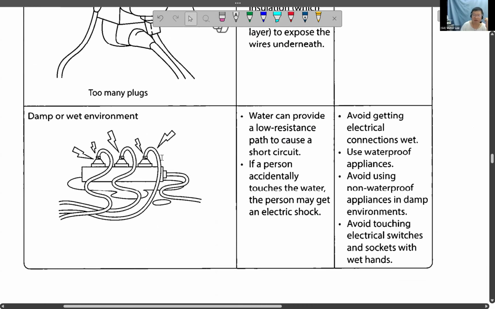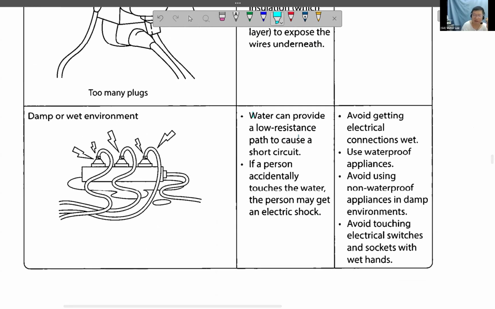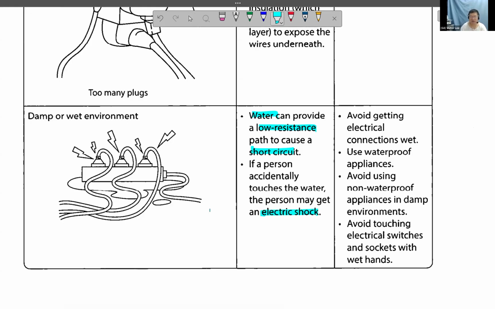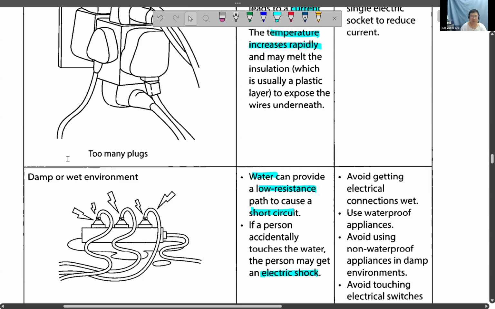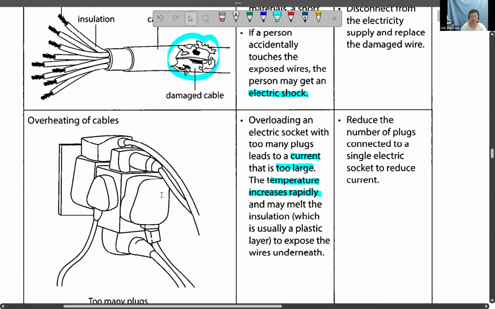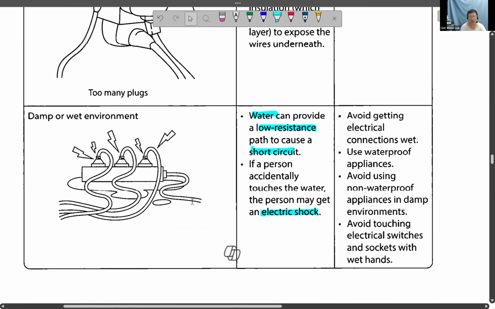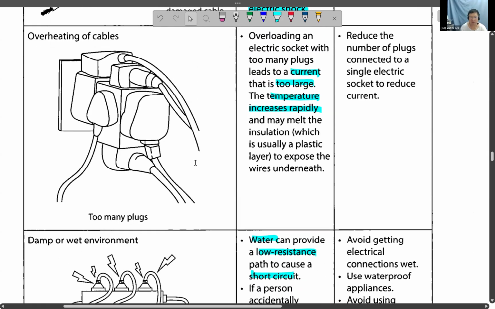When it's a damp or wet condition, water has a low resistance path. It can cause a short circuit. So if you touch the water, the current can flow through you easily. So you can also get electric shock. Like I say, damp environment and damaged insulation is electric shock. This one is electric fire. Of course, this one, when the wire is burnt, it also can cause shock, but most likely starts with fire.